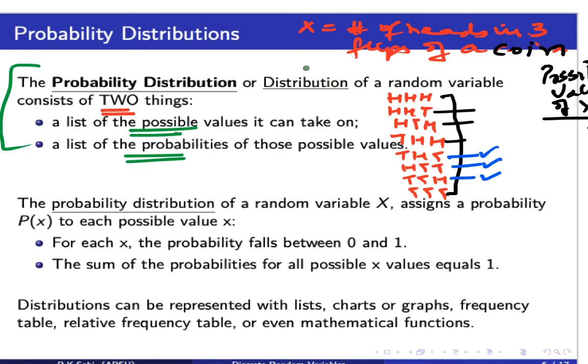So once again, I'm going to repeat it. The probability distribution, or sometimes we say distribution, of a random variable consists of 2 things. The first thing: what are the possible values that the random variable can take? Second, the list of the probabilities of those possible values.